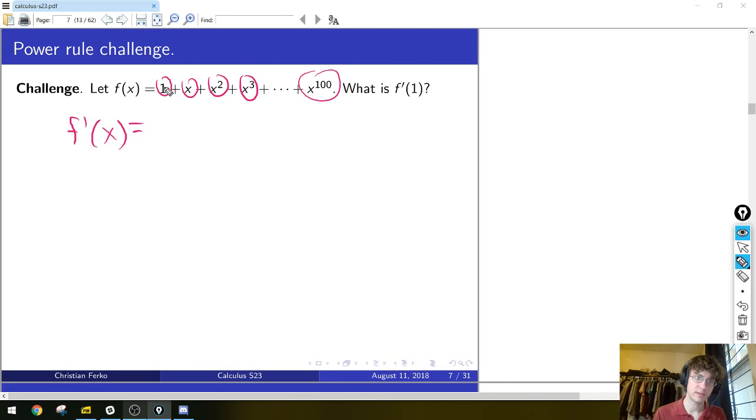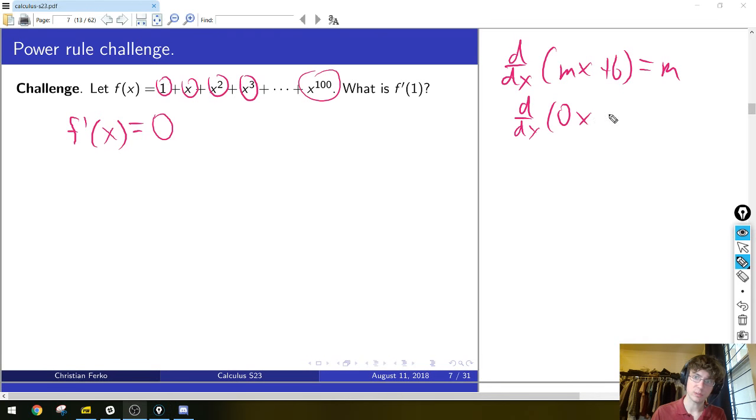So the first one is the derivative of 1, which is what? That would be 1. 1's a constant. What's the derivative of a constant? So that's 0, right? Okay. Remember, we proved the derivative of mx plus b equals m. So this is a line with slope 0, 0x plus 1, right? So the derivative of 1 is 0. Good. Okay. Next one. What's the derivative of x?